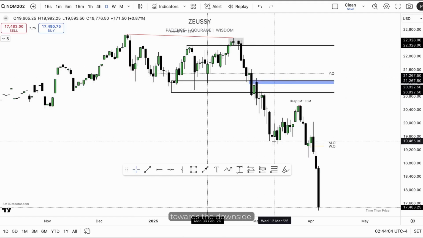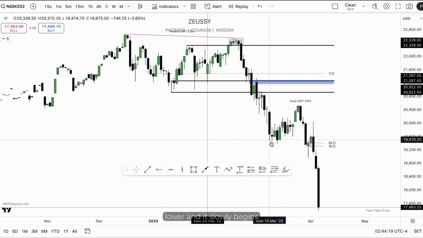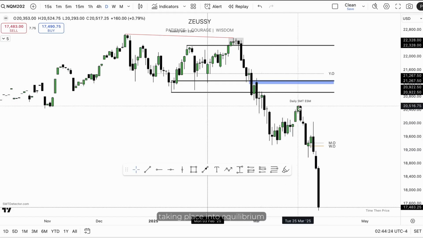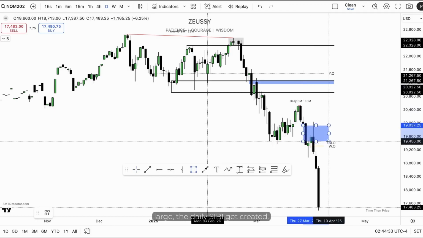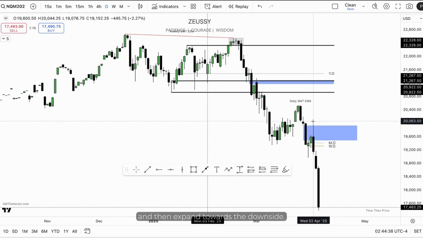See the market expand towards the downside, and what I would like you to see is that every single premium array which got created functioned as resistance from price. And that is a crucial insight which I would like to share with you. Now, what we see eventually is that the market expands lower and it slowly begins to grind towards the upside. We see a retracement into equilibrium of that monthly range up until that point. We see SMT get established and the market expands towards the downside. Notice that we see this large DACB get created. We see the market retrace into that DACB and then expand towards the downside.